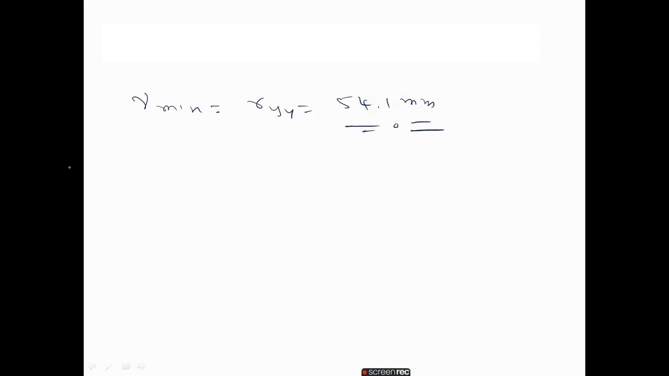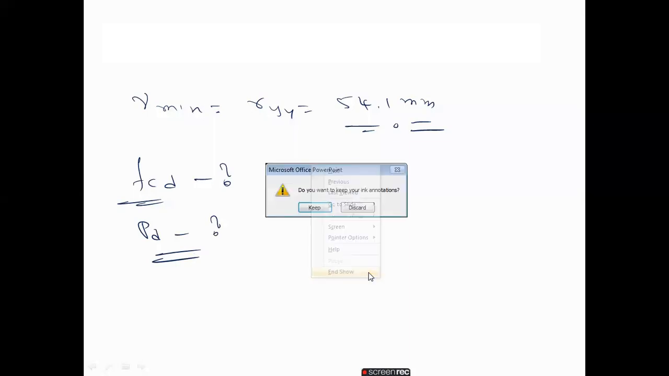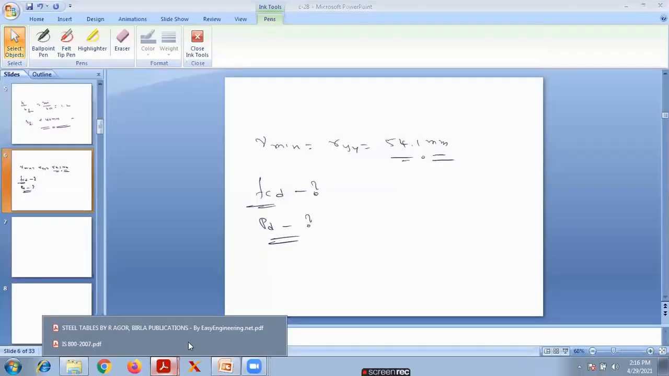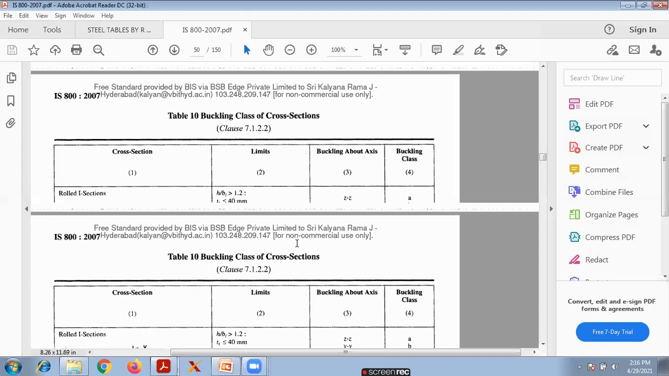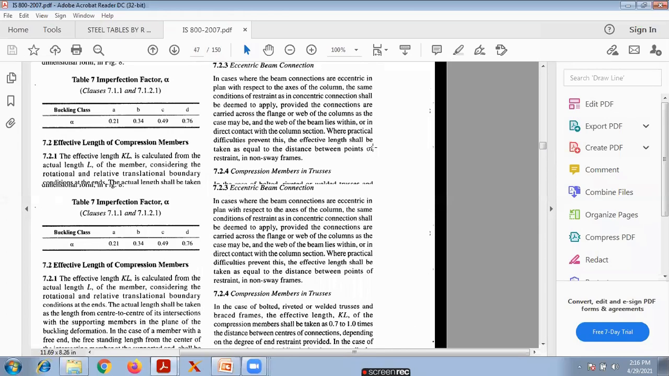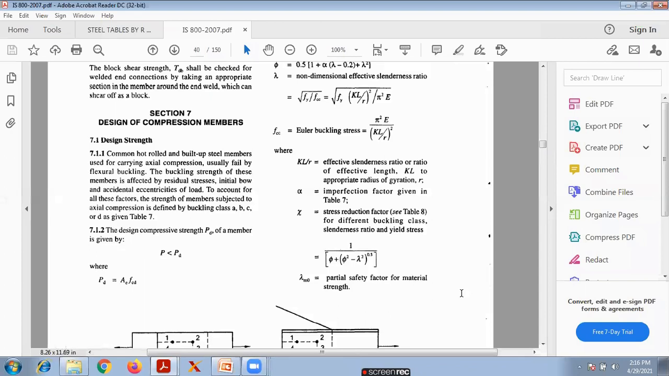Now we have to calculate the design axial load. For that, first you have to calculate the fcd, then Pd. What are fcd and Pd? We already discussed it in yesterday's class. Now I will open the IS 800 code book. All the formulas are available on page number 34. My dear students, please look into this.